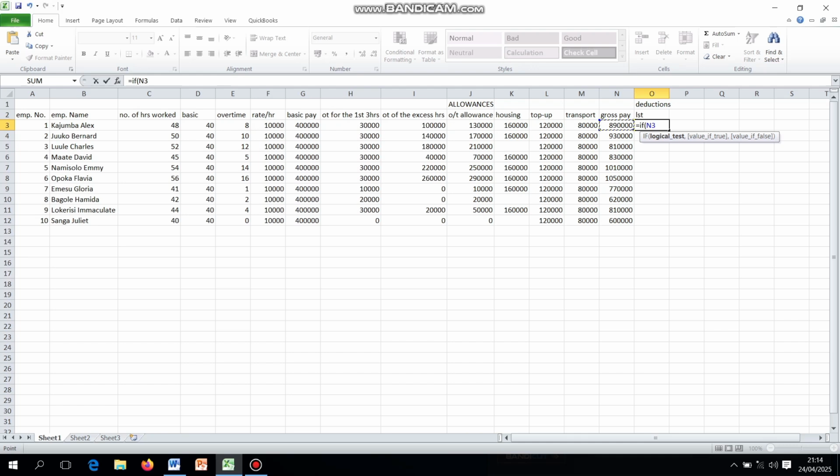the gross pay is less than 10,000. So we shall write the 10,000. So here we shall put the comma. Our tax will be 0, so we shall write 0. Then we shall put a comma.